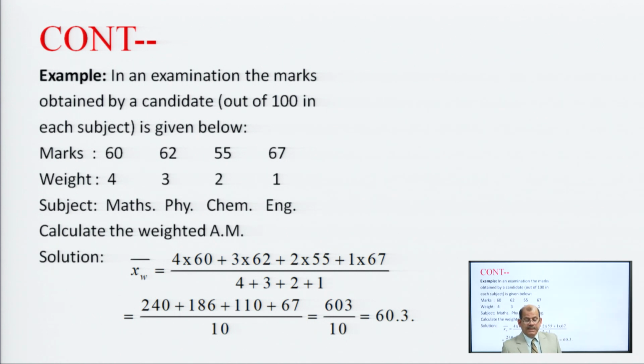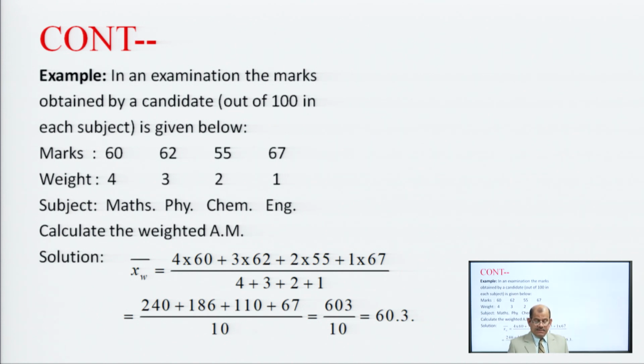Example: in an examination, the marks obtained by a candidate out of 100 in each subject are given below. Marks 60, 62, 55, 67, with weights 4, 3, 2, 1, and the subjects are mathematics, physics, chemistry and English. Calculate the weighted arithmetic mean.